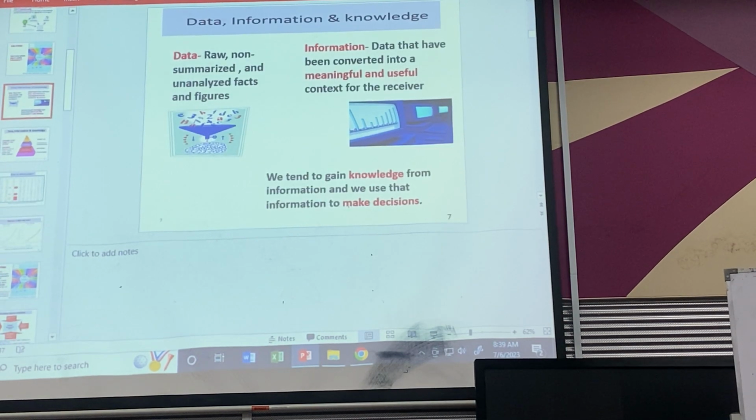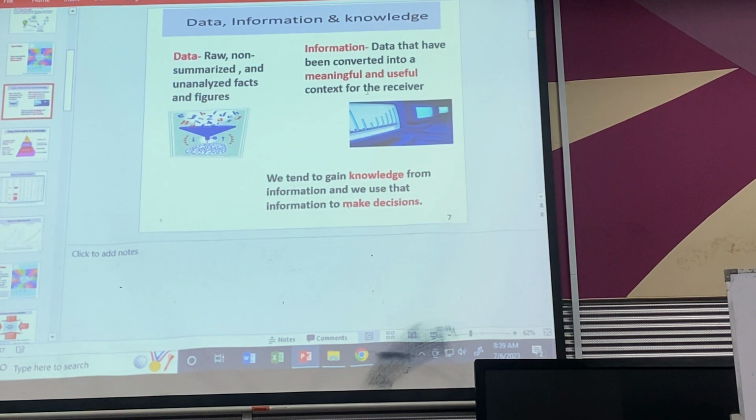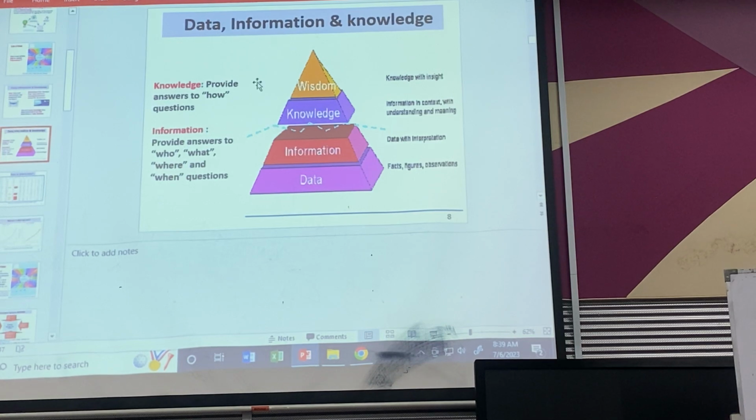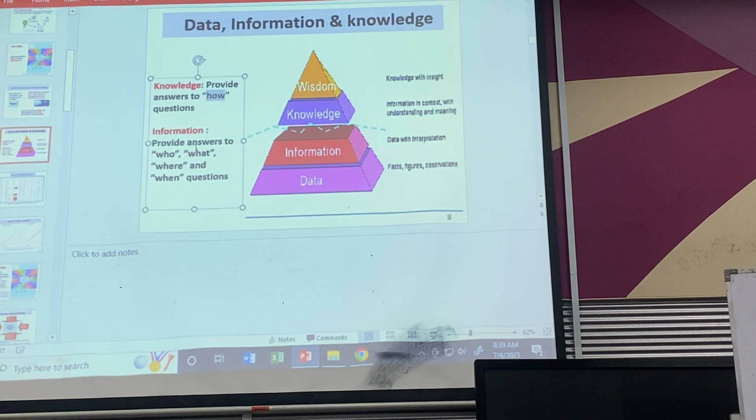So let's see the definition, the explanation for this. Data: raw, non-summarized and unanalyzed facts and figures. Information: data that have been converted into a meaningful and useful context for the receiver. Then we try to gain knowledge from the information, and we use that information to make decisions. Normally the knowledge will provide the answer for how. Information is who, what, where, when.